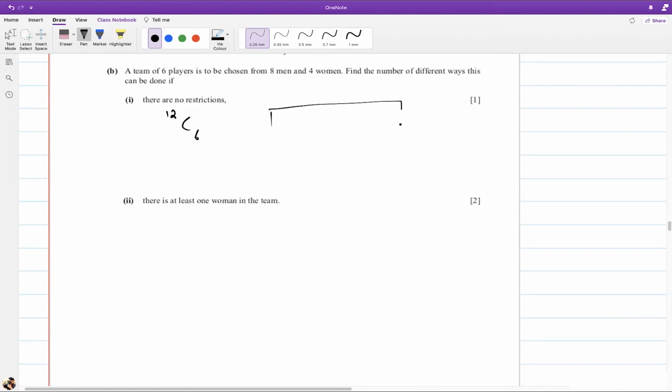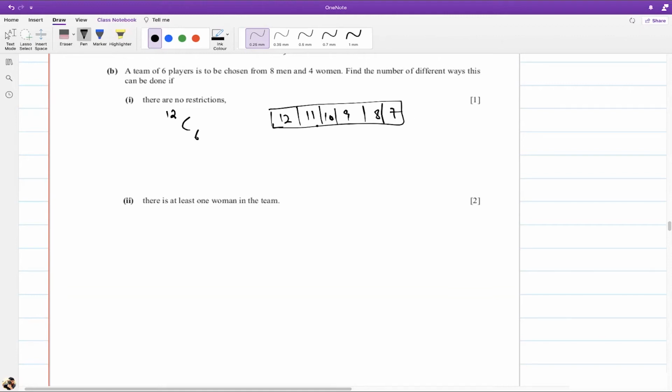Or another way to do this is that you can say, okay, I have 6 slots. In the first one, I have 12 people to choose from. In the second, I have 11. In the third, I have 10, 9, 8, and 7. Multiply them all, and you get this.